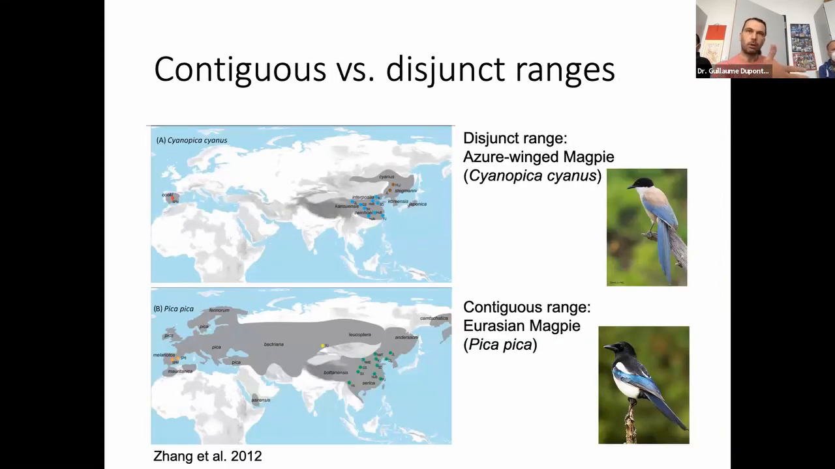Here's an example where we have the magpie, Elster in German, a bird which occurs across Eurasia. And then we have the azure-winged one, which occurs in East Asia and curiously only in the Iberian Peninsula.